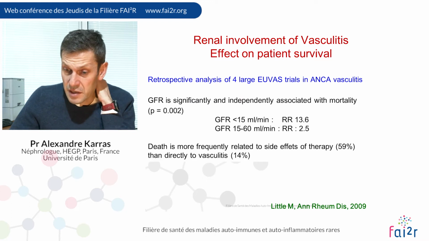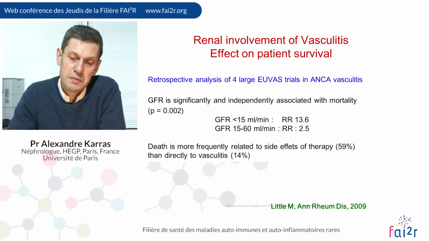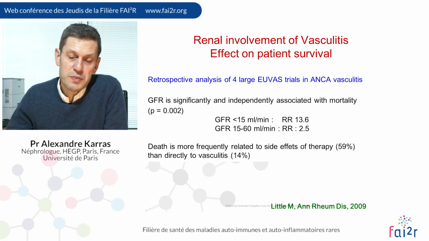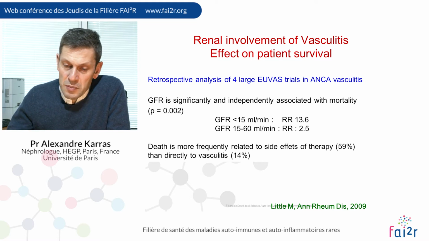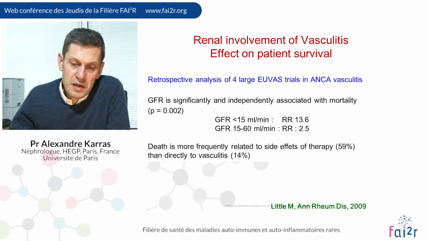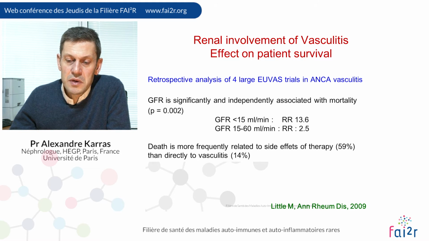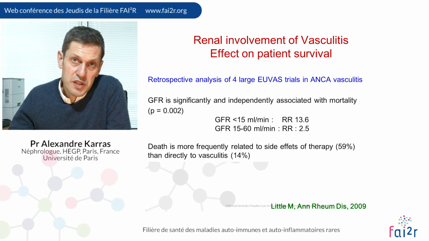And when we look at the odds ratio, the odds ratio for those patients as concerning mortality is more than 10. Importantly, we can notice that death is not secondary to the vasculitis or even to renal disease. It's mostly due to the side effects of the therapy, and we know that immunosuppressive treatments have more side effects in patients with renal impairment.